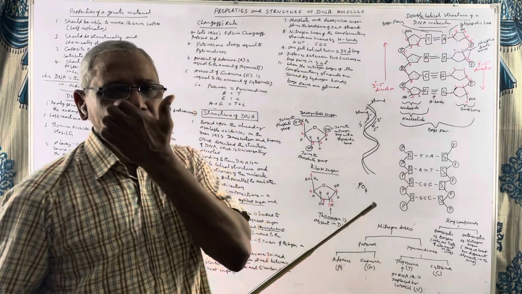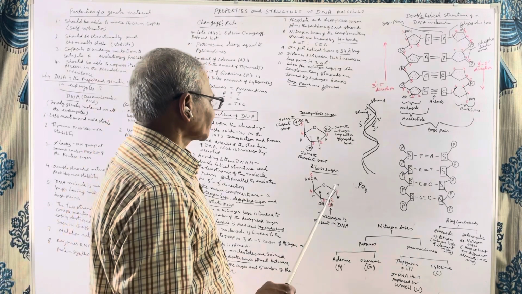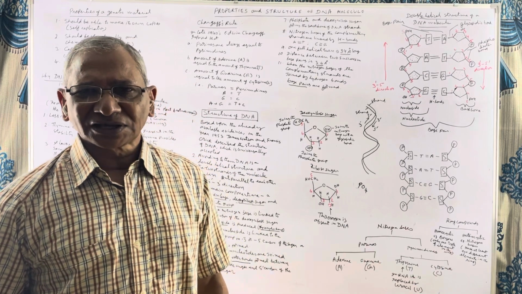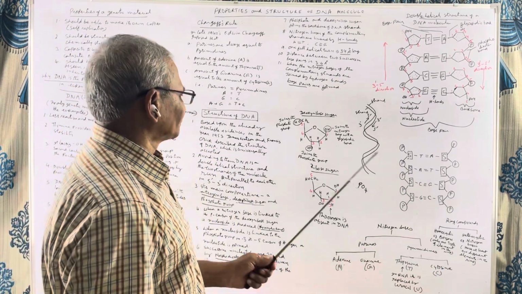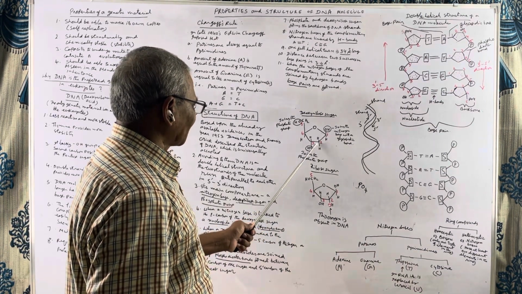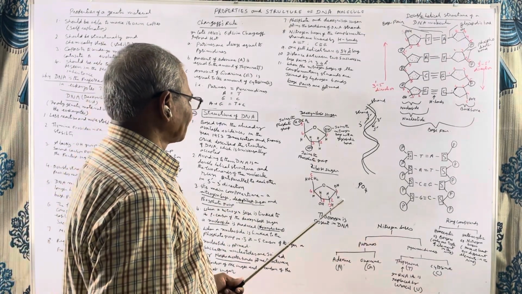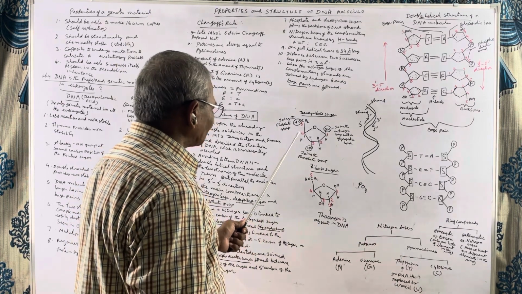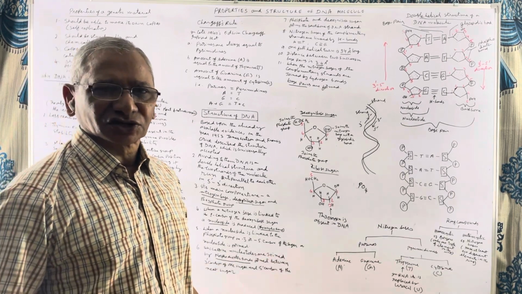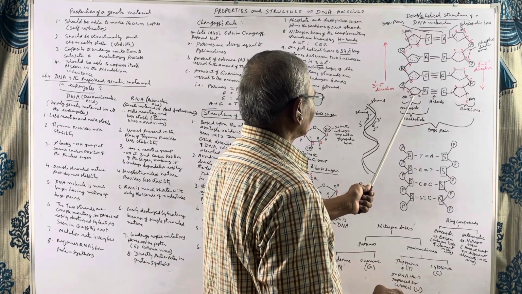Now, we must study the structure of deoxyribose sugar. I have told you, deoxyribose sugar is a pentose sugar. It has five carbons. I have indicated the presence of the carbons with the numbers. This is the first carbon, second carbon, third carbon, fourth carbon, fifth carbon. Then, this numbering is very important. Without knowing this numbering, you can't understand the structure of a DNA molecule. Here I have identified the same. 1, 2, 3, 4, 5.